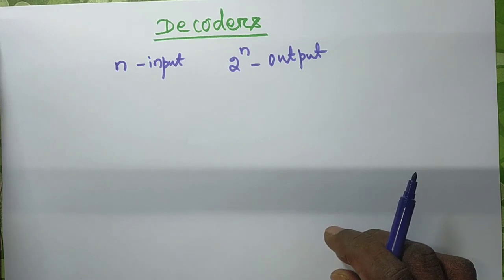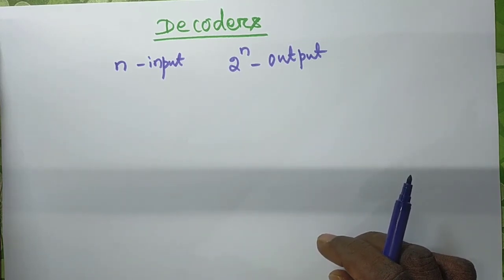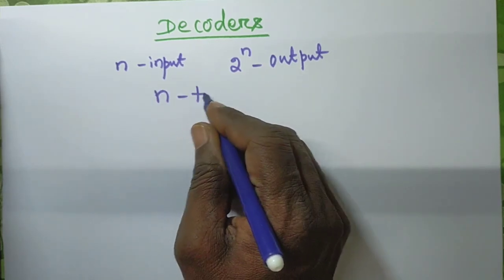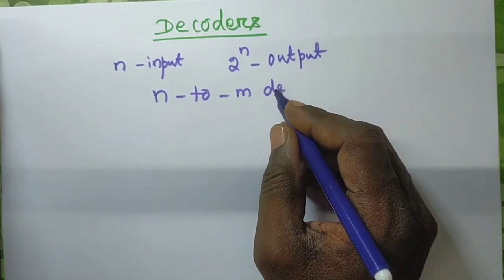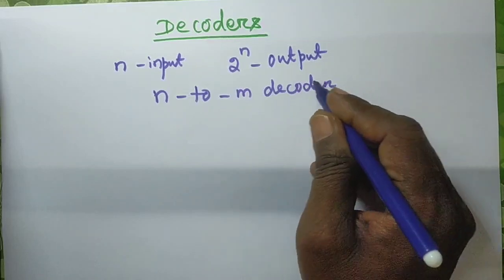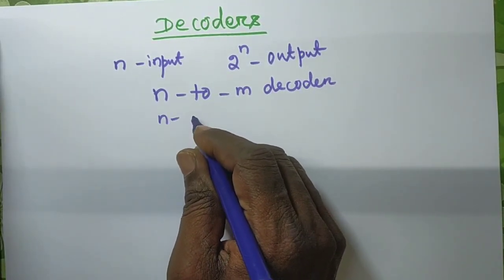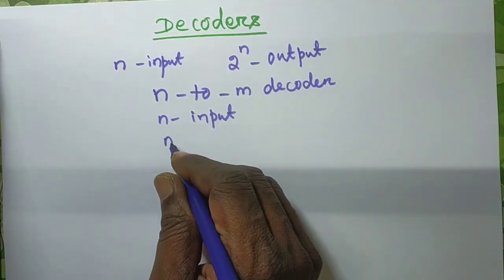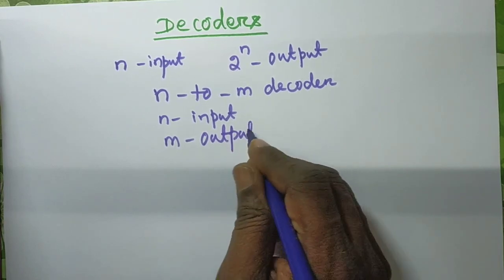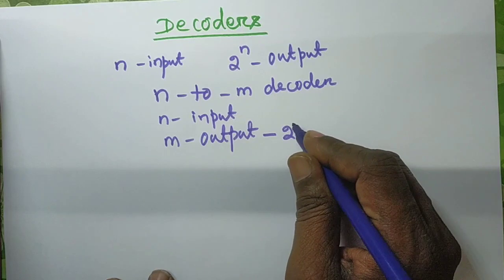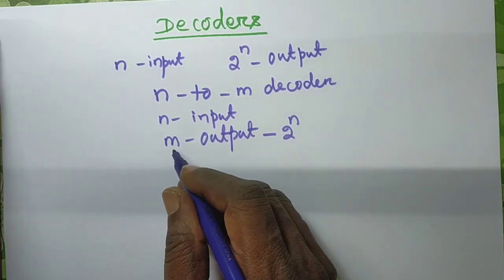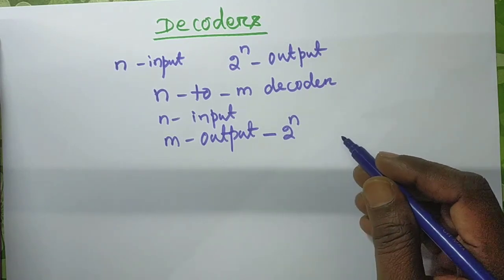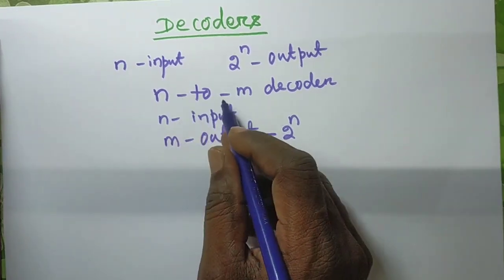Whenever a decoder is defined, the name is also defined accordingly. In a very simple way, we can define an n to m decoder. What is n and what is m? N is the input, meaning n number of inputs we give. Then the decoder provides m number of outputs, and that m is defined as 2 to the power n, where n is the number of inputs. Then the decoder can be called an n to m decoder.